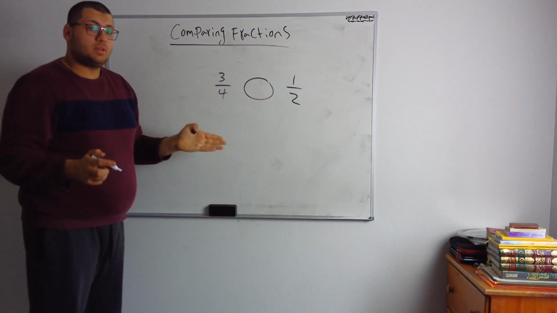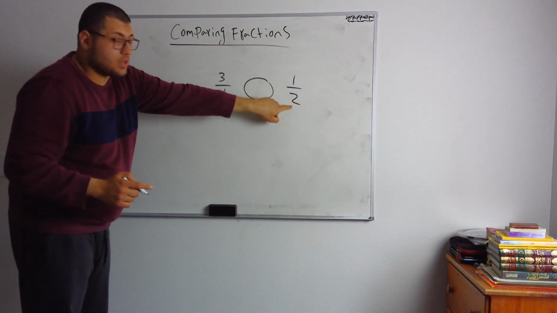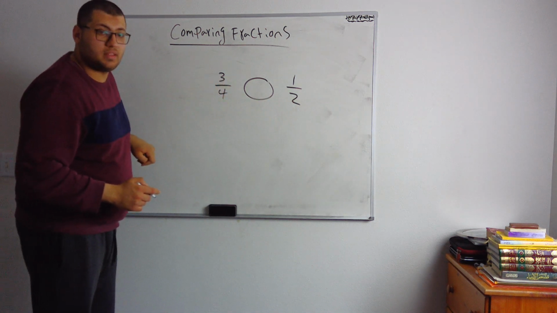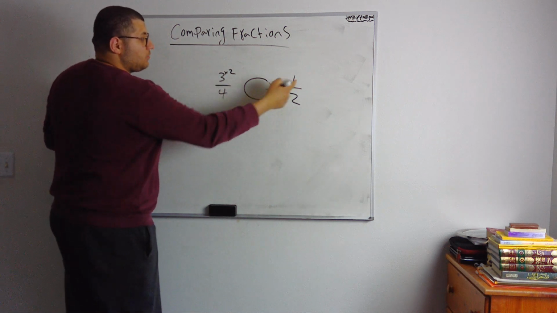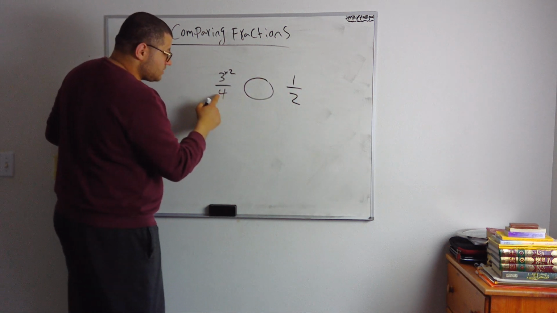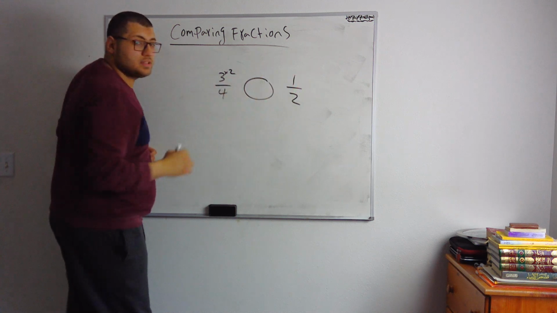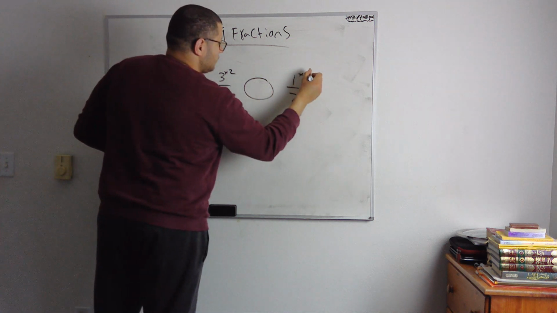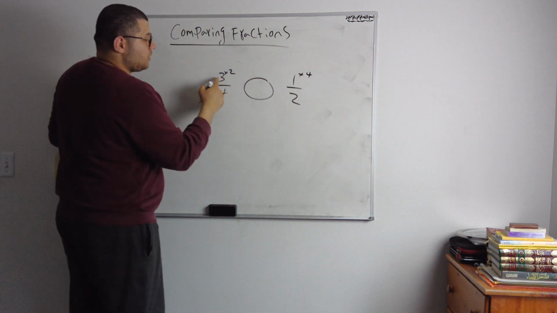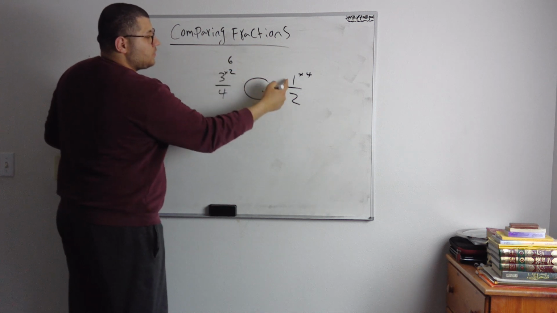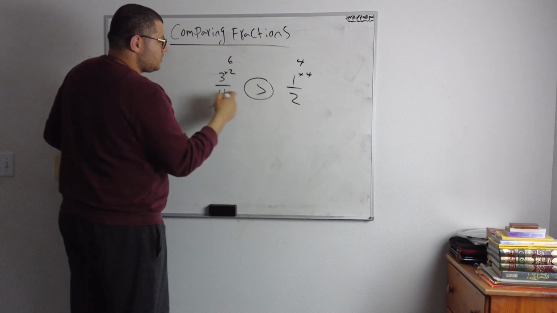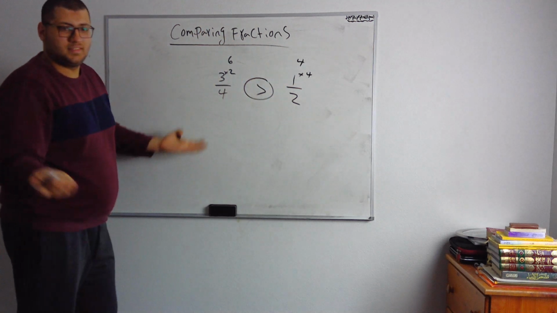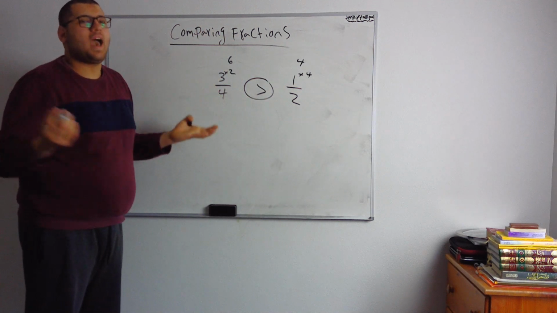Now, what we simply do is take this denominator and multiply it here by this numerator. So 3 times 2, and take this here and multiply by this numerator. Take this denominator here and multiply by this numerator here. So 1 times 4. Well, the 3 times 2 is a 6. The 1 times 4 is a 4. Which one is bigger? It's the 6. So we know this fraction is bigger than this fraction. That is it. That's all we have to do.